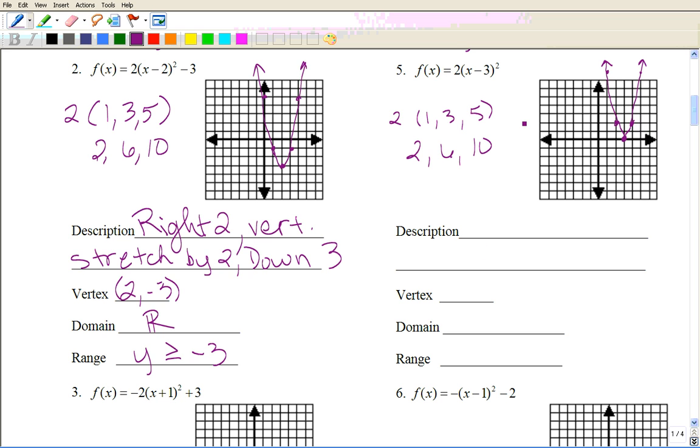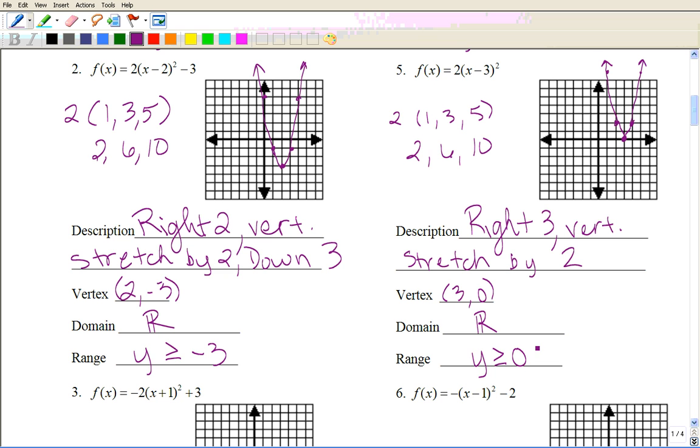Okay, so the description, that -3 says we will go to the right 3. And the 2 in the front is what we multiplied the y values by, so this was a vertical stretch by a factor of 2. The vertex is at 3, 0. The domain is all real numbers. And the range is y is greater than or equal to 0.